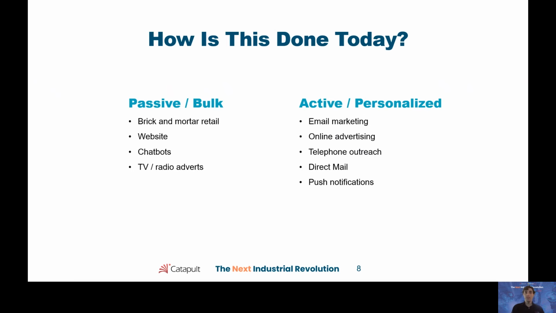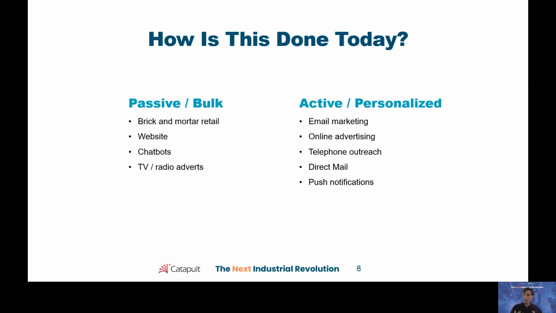So passive and bulk: your brick and mortar retail, right? People come to those stores. You aren't necessarily going to them, they're coming to you. It's great. Website, people come to your website. You might have a chatbot on your website. You might have TV or radio ads. These are basically having people come back to you and doing it at scale.